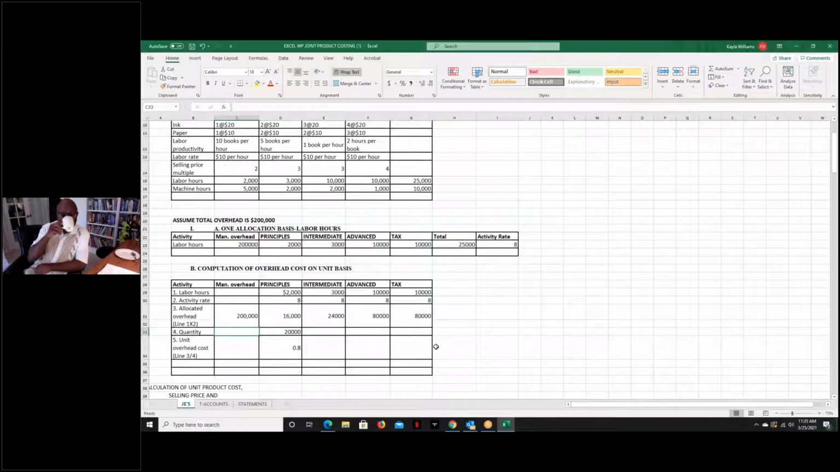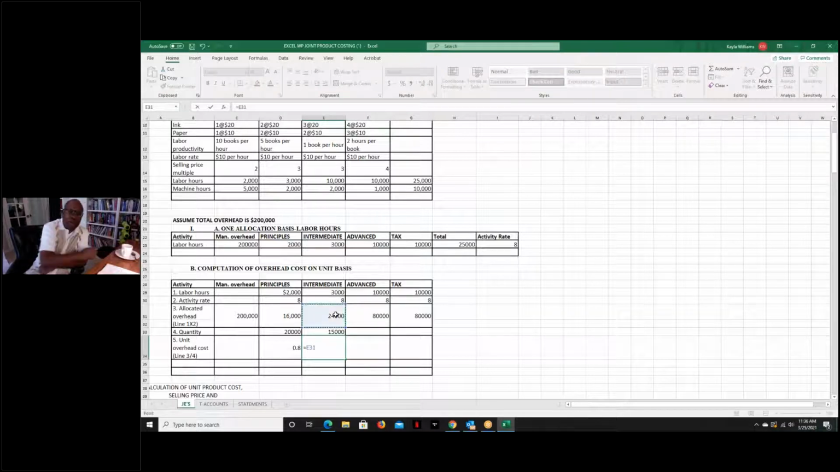So which one are we doing right now? You're calculating the unit overhead cost. So you're in that B box. All right, that's 1.6. That's what I got. How'd you get it? Line 3 with 4. What's the quantity? Right here, the quantity is 15,000. And then I'm just dividing 3 by 4. So his unit overhead cost is 1.6.